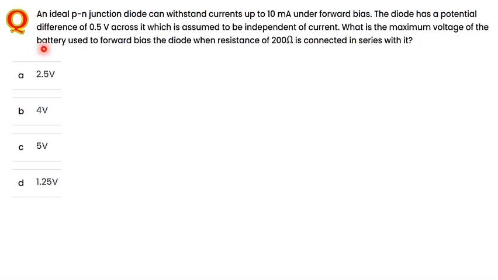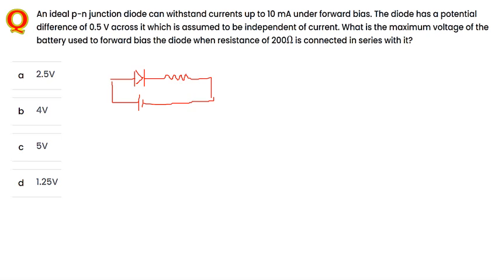What is the maximum voltage of the battery used to forward bias the diode when the resistance is 200 ohm? See here, the resistance is 200 ohm. In the first case we found the current value, in the second case we found the resistance value, and in the third case we are going to find the battery potential. To understand this better, I will draw the diagram and show you. First you have a PN junction diode, connected with an external resistance, and an external potential is given to it.